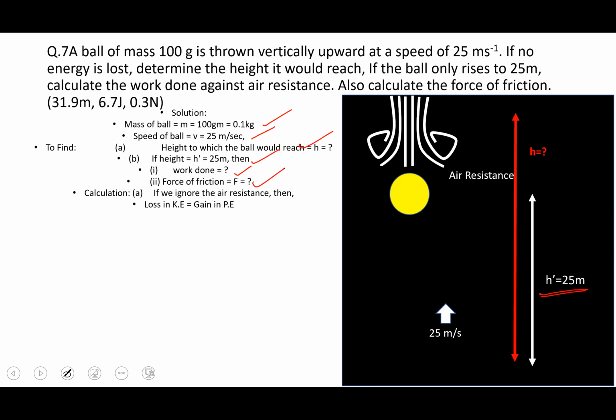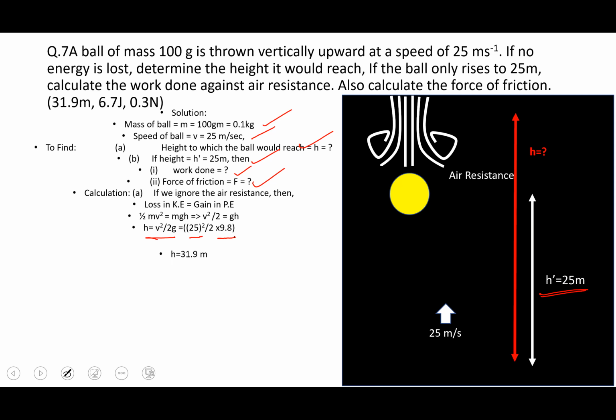For that calculation, we ignore the air resistance, and then the loss of kinetic energy is equal to the gain in potential energy. So if there was no air resistance, that means there was no loss of kinetic energy, and basically there was a gain in potential energy. So half mv square is equal to mgh, from which we can find the value of h. From there, h will be equal to v square over 2g, where we put the values: v square, which is 25 square, divided by 2 times 9.8.